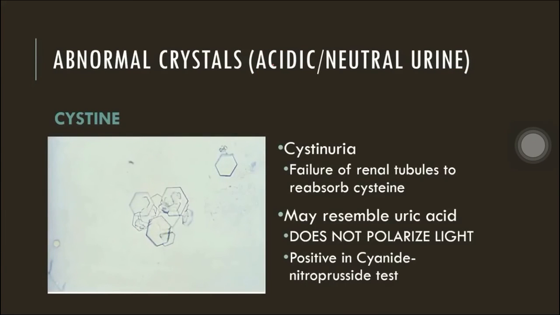Next, first abnormal crystal, we have yung cysteine. Cysteine is present in condition called cystinuria. Basically, there is a failure of the renal tubules to reabsorb cysteine. Usually naman, cysteine is an amino acid. Usually, amino acid is a low molecular weight protein. Since low molecular weight protein siya, readily filtered siya by the glomerulus.